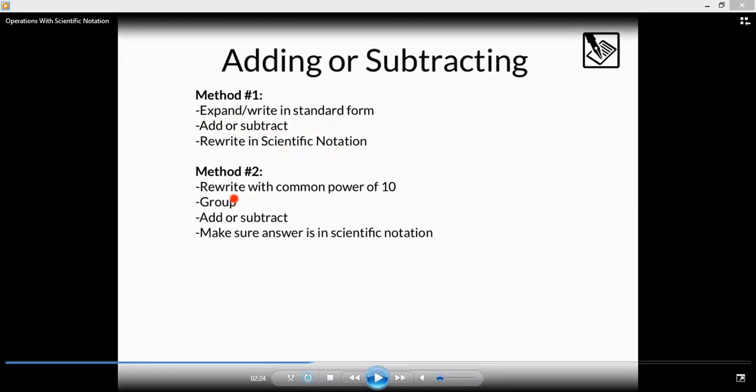What is the second method? Rewrite with the common power of 10, group them together, add or subtract, and make sure that the answer is in scientific notation. Let me give you an example.